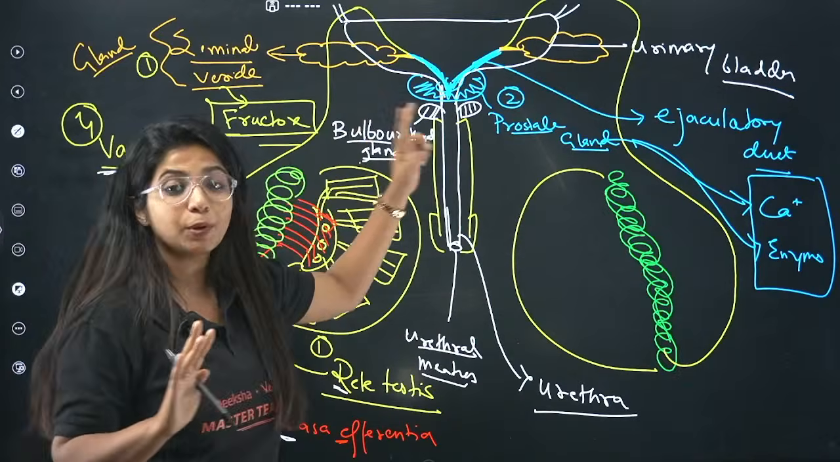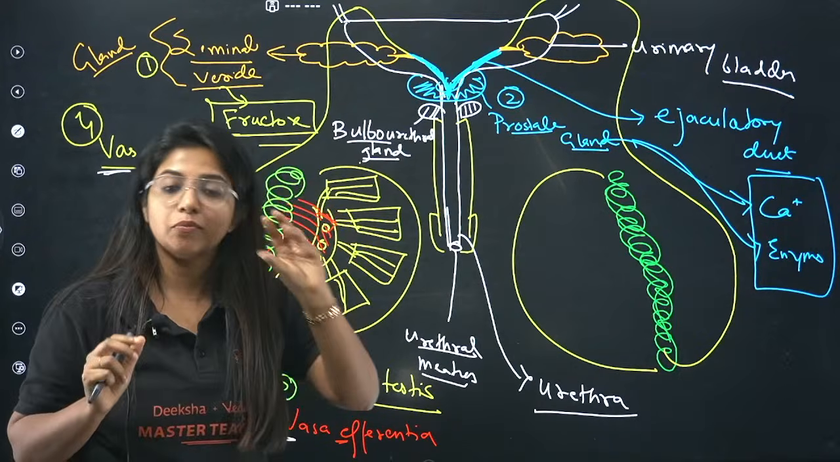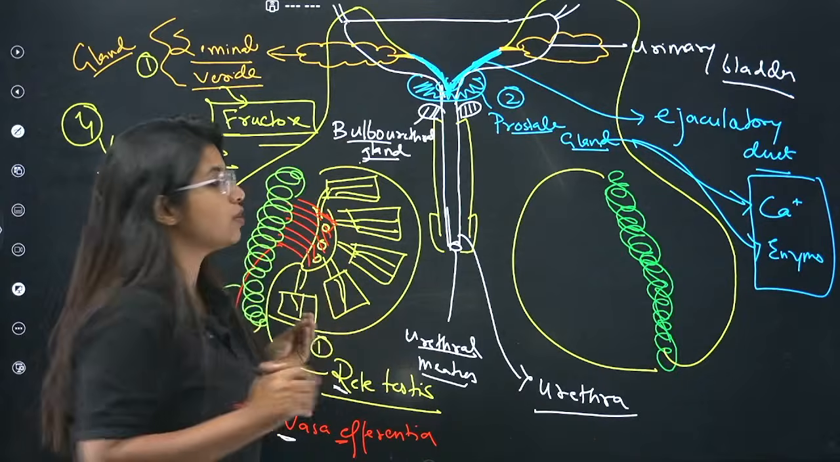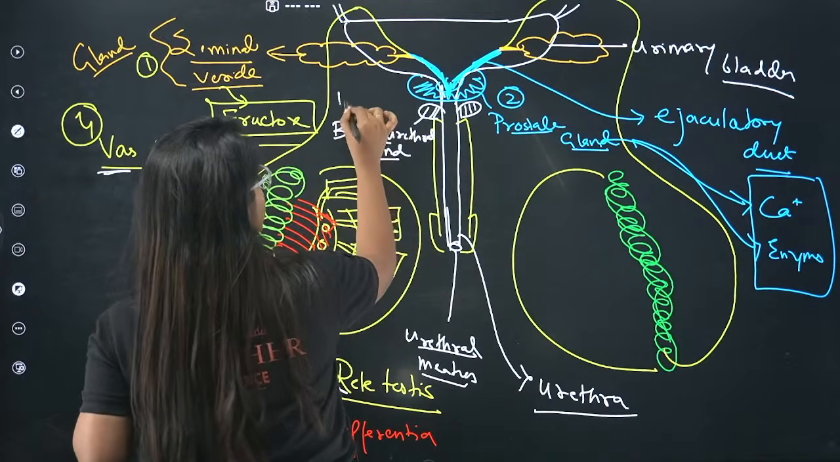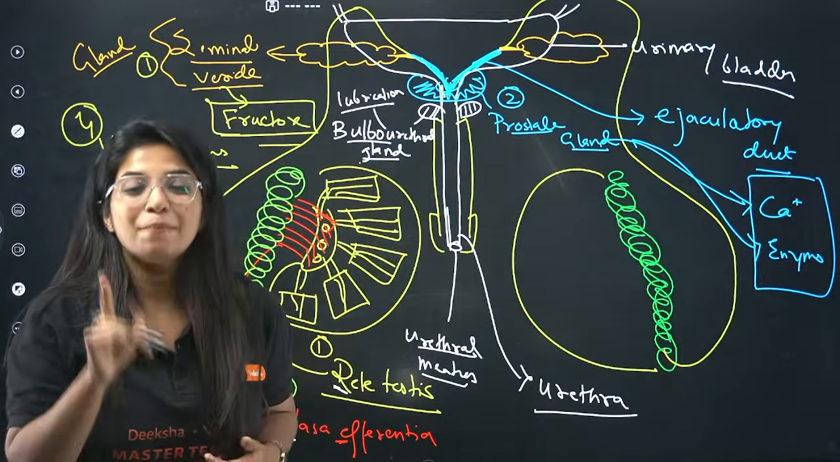Then you have the bulbourethral gland. They are paired in nature, and you have basically two of them. They look like a bulb, and they are there for lubrication of the penis. What is the use of it? It is lubrication. Now, remember it.